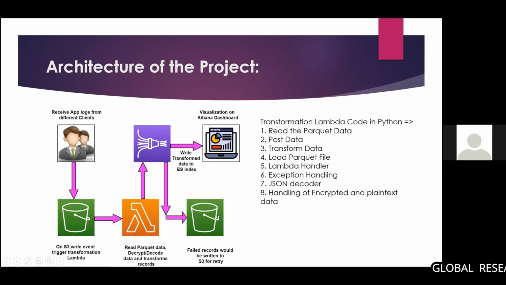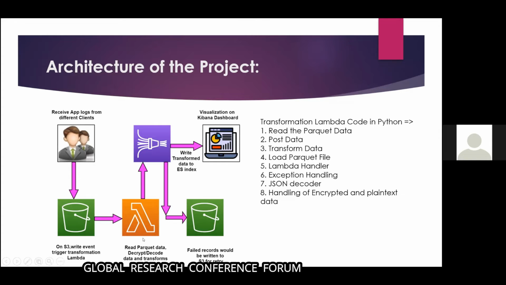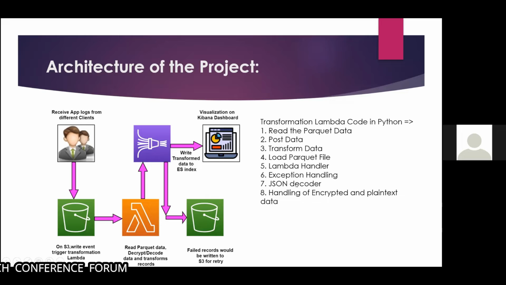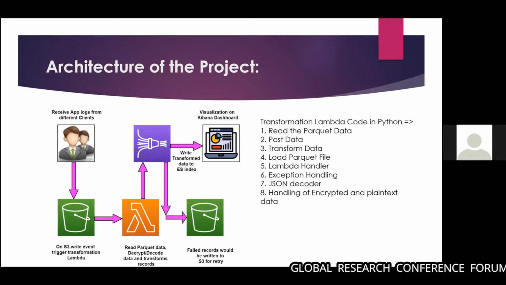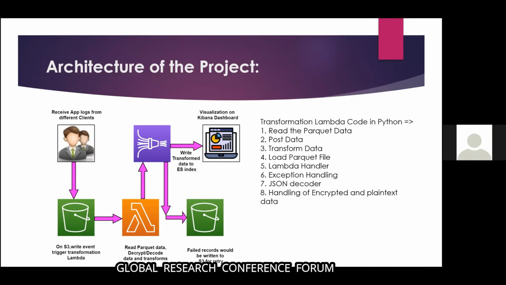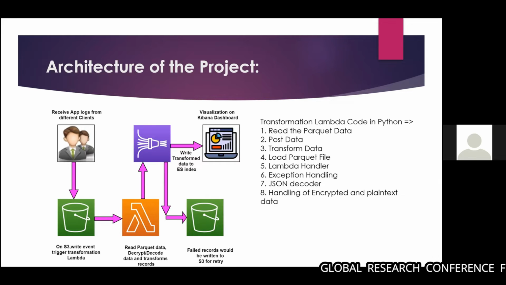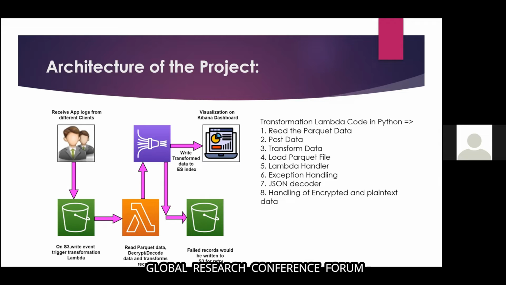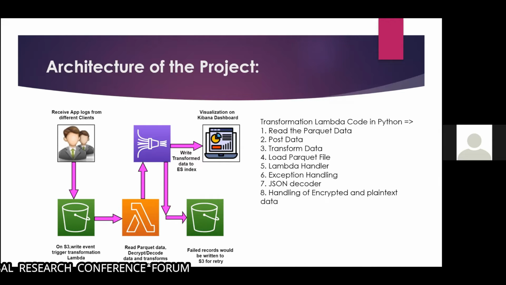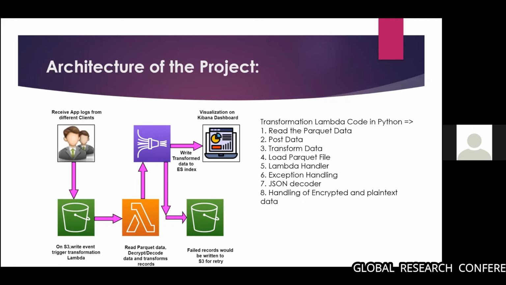So these are the different transformation steps followed in the transformation Lambda code. Here the Lambda code is written in Python, and these are the steps followed: read the Parquet data, transform the data, and load the Parquet file, Lambda handler, exception handler, JSON decode, and handling the encrypted and plain text data. We are handling both over here. If it is encrypted, then we have to decrypt that data and then handle it. And if it is plain data, then we handle that data directly.